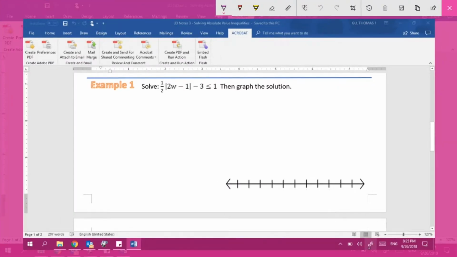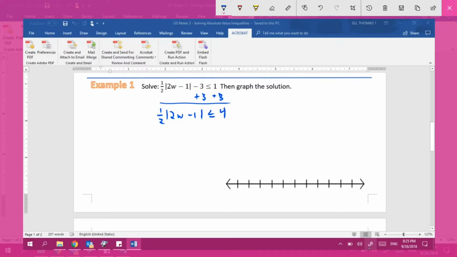Okay, so first of all, we need to rewrite this equation with just the absolute value on the left side. So what do we need to do? Let's add 3 to both sides, plus 3 plus 3. That's going to leave me with 1/2 times the absolute value of 2w minus 1 is less than or equal to 1 plus 3 is 4.